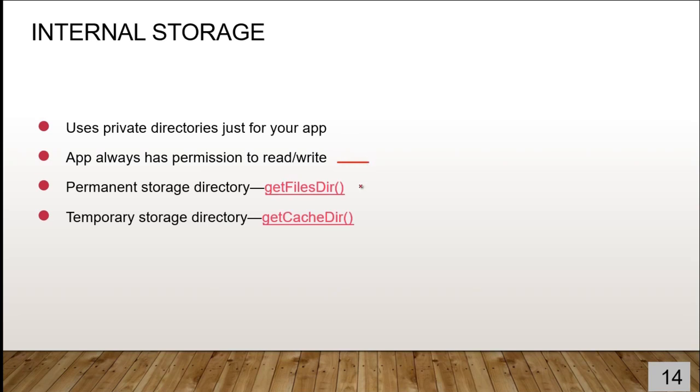If you want to store your data privately in the internal storage, you can use getFilesDir, which is a permanent storage directory, and the files will be deleted when you uninstall the app. And if you want to store files temporarily in the private internal storage, you can use the method getCacheDir to store your files or data temporarily.